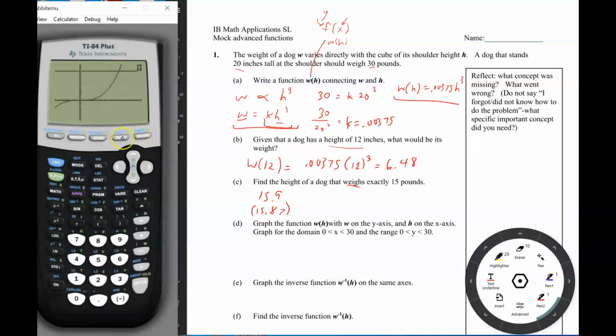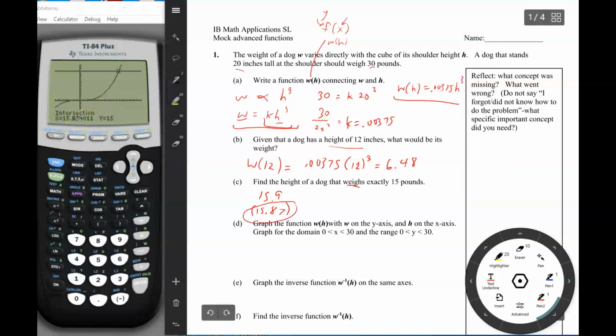So then we do second calc, intersect number 5, and then we hit enter a couple times to do first curve, second curve select, and then we hit enter for guess, and our intersection is 15.87, just like we found on the table, right? Okay.